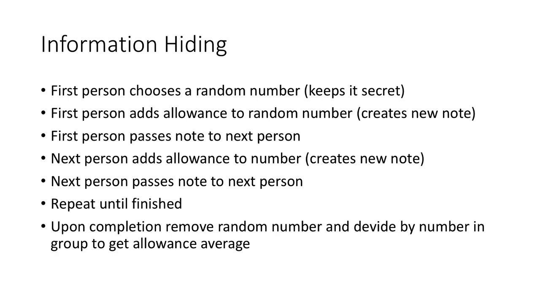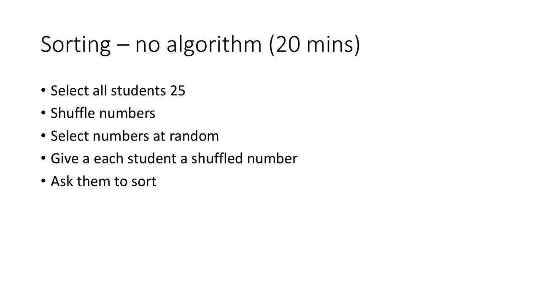They would add to that random number their allowance and would hand that paper on a new note to the next person. The next person would keep that number private and would add their allowance number, and you would do the same thing all around the group till you got to the end. At the end, you can subtract that initial random number, divide by the number of participants, and then you would get an average allowance. And you could do the same thing with ages and many other things.